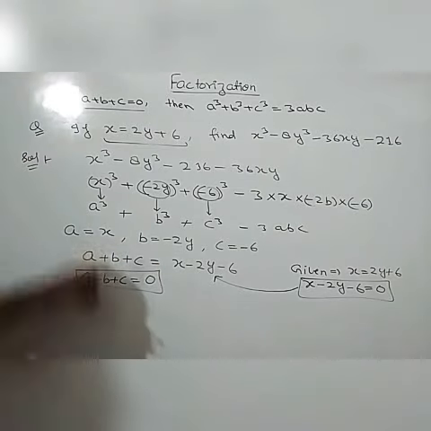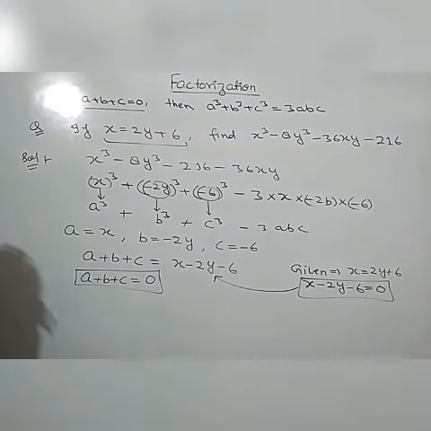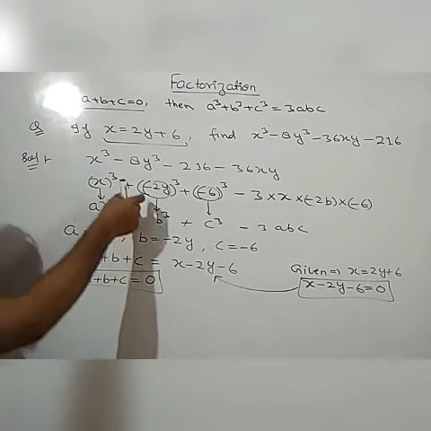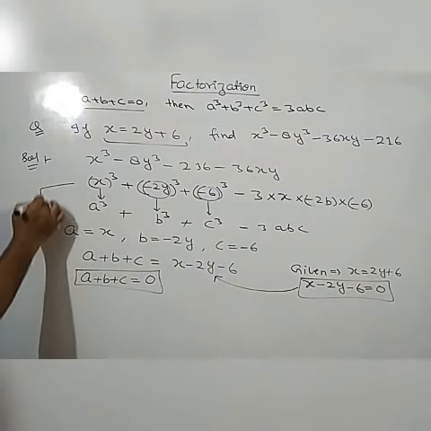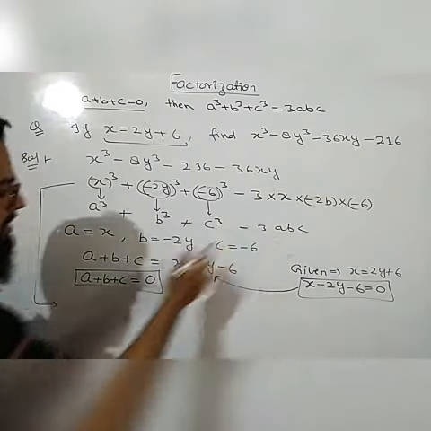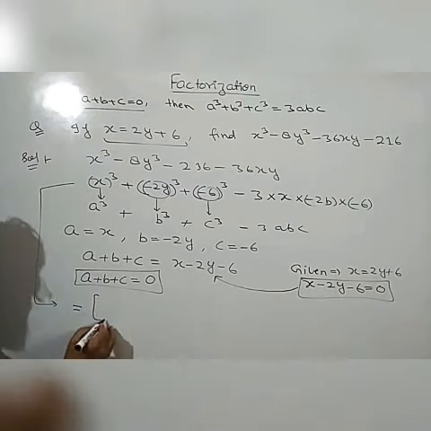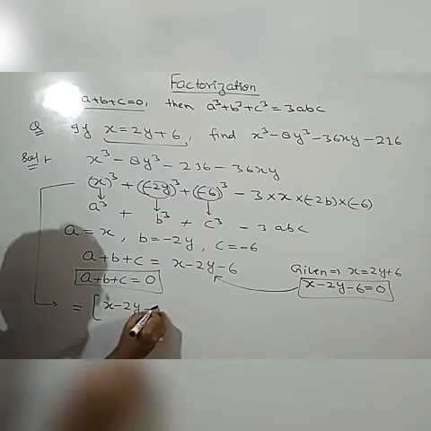So we know the condition: if a plus b plus c equals 0, then a cube plus b cube plus c cube is equal to 3abc. Now if we expand this formula, a cube plus b cube plus c cube minus 3abc, it is equal to a plus b plus c in the first bracket. What is a plus b plus c? It is x minus 2y minus 6.